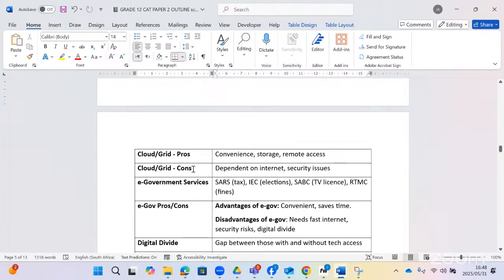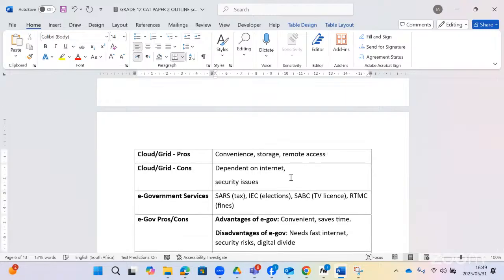Now, the cloud and grid computing, you should be able to compare these two, their advantages and disadvantages. Grid computing and cloud computing: advantages like convenience, a lot of storage, remote access. Disadvantages are that you need to have internet access and then security issues as well.